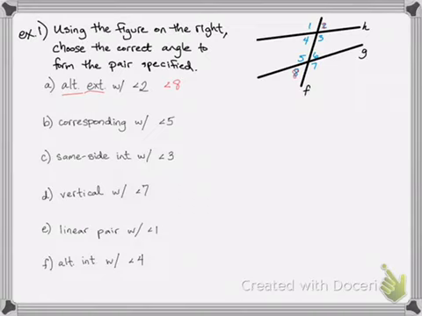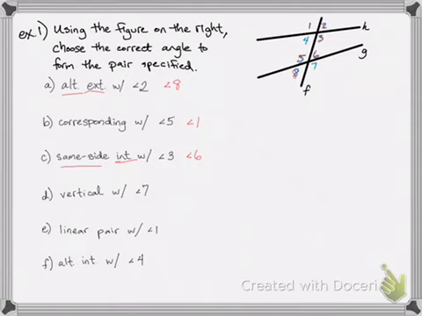Next one says, who corresponds with angle 5? Remember, corresponding means they are in matching spots in a different group. So 5 is on the top left of his group, and it looks like 1 would match up with it. 1 is in the top left of his group. Same side interior with 3. So same side with 3. And interior, so same side of the transversal. On the inside of the two lines, looks like 3 and 6.